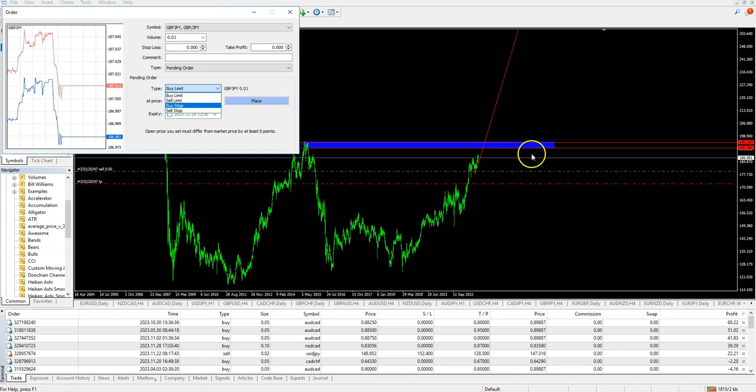If price is right here at 186.98, if I did a buy limit, that means I want price to pull back to fill me on a buy trade. If I do a sell limit, I want price to rally higher to fill me on a sell limit.